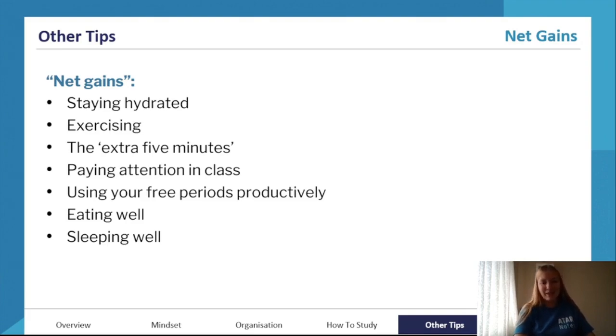Eating well and sleeping well, obviously, no explanation needed here. And staying social, keeping up with your friends, keeping up with your family. Make sure you maintain great supports throughout this year. And organization, which we've already had a chat about, and how much it can help you and benefit you.